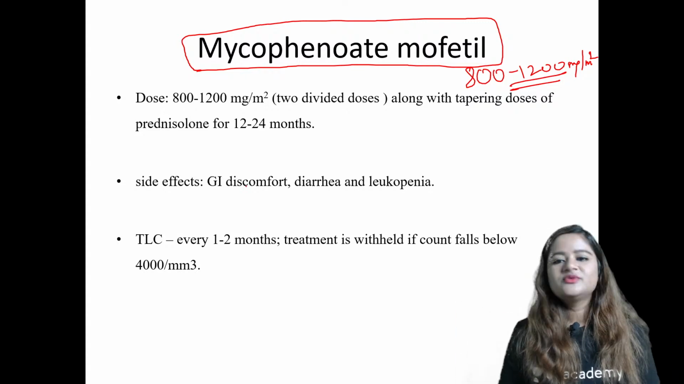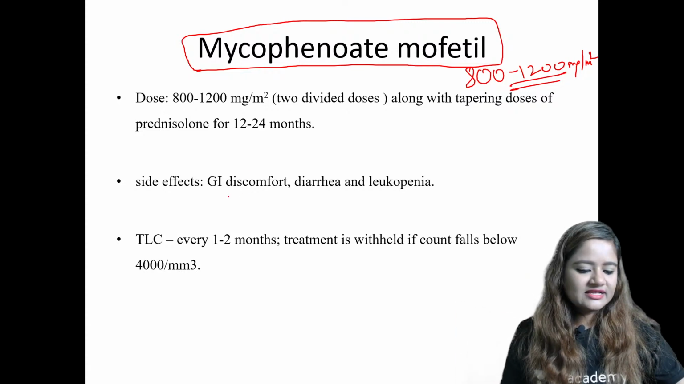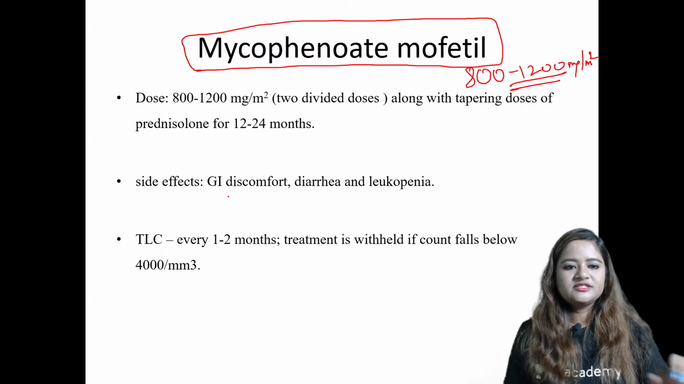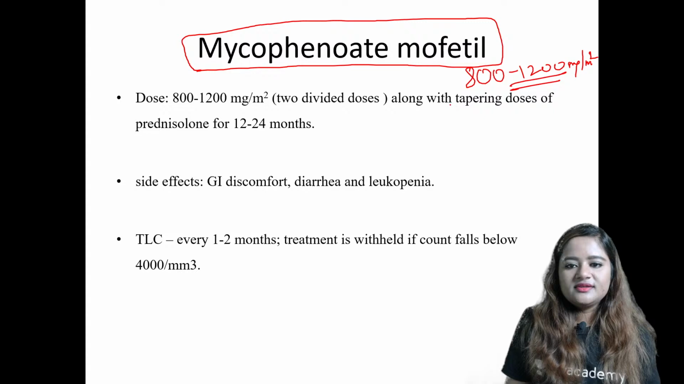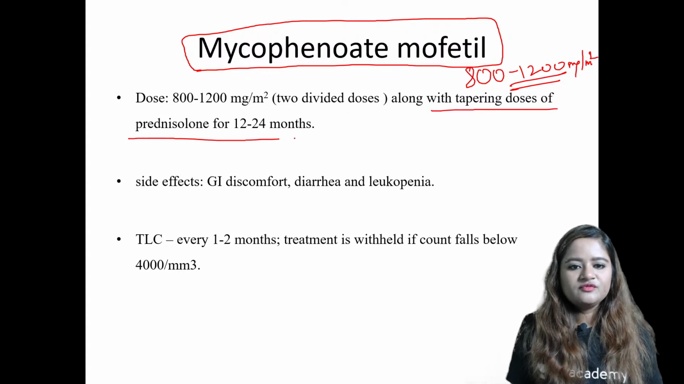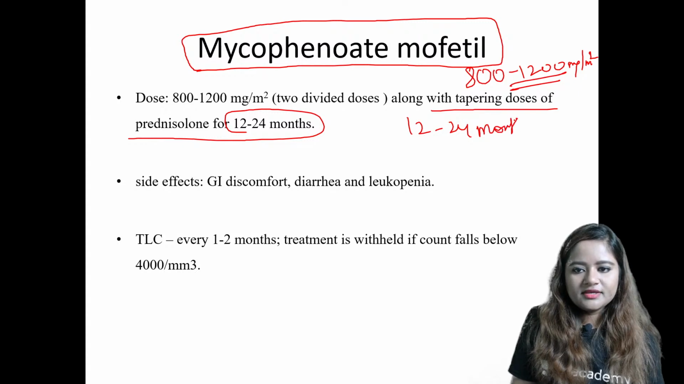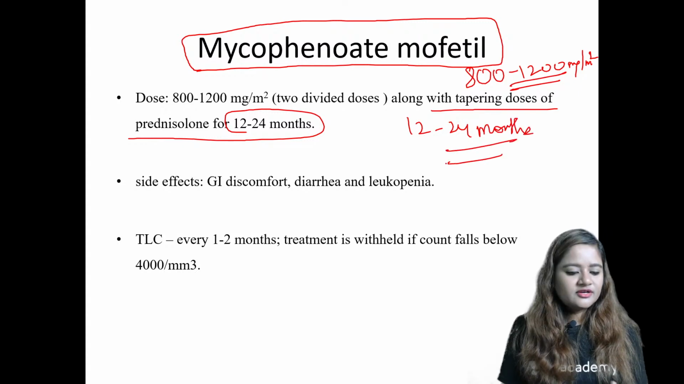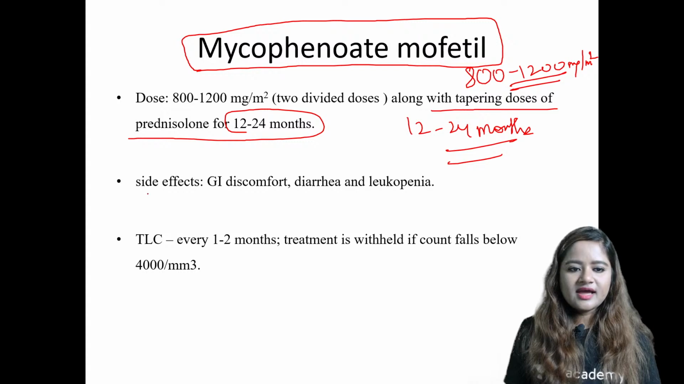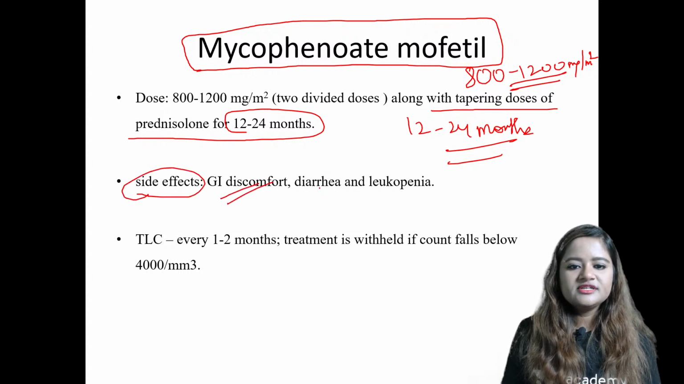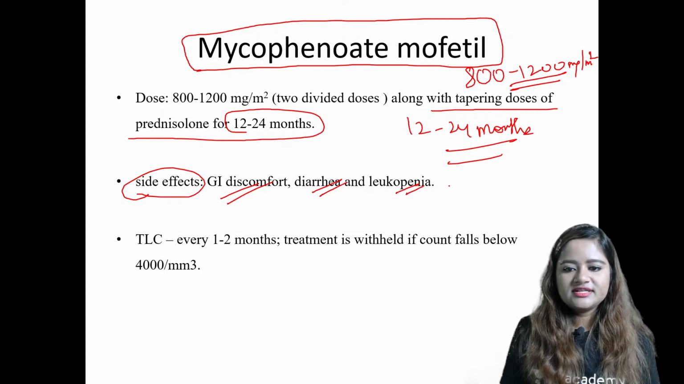And MMF has a dose based on your body surface area, that is 800 to 1200 milligrams per meter square. Again, you can give it with the tapering of the steroid therapy for a prolonged duration of 12 to 24 months. Okay, so as you taper the steroid, you can add the cover of these drugs. What are the side effects of MMF? We all know it is GI discomfort, diarrhea and fall in your TLC count.